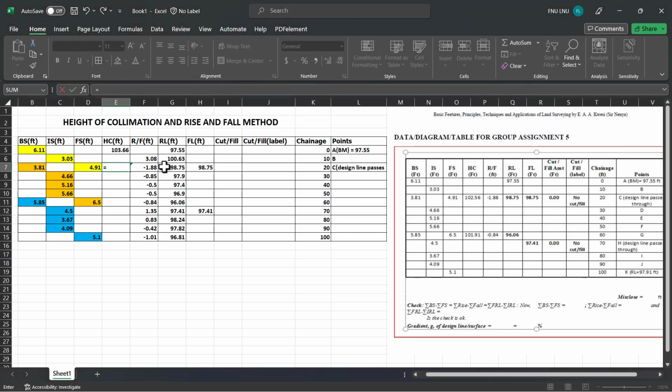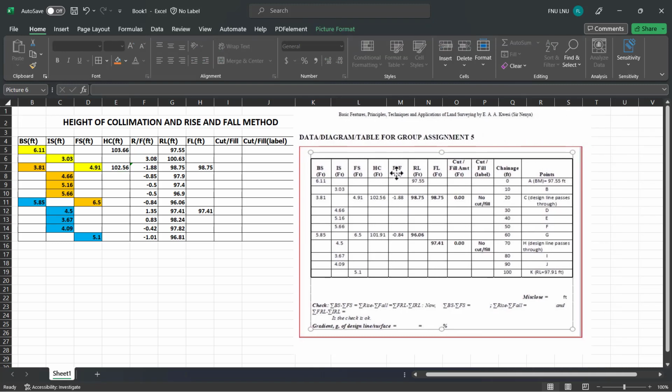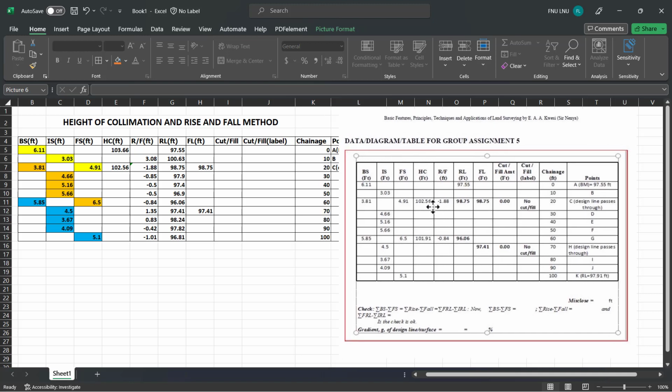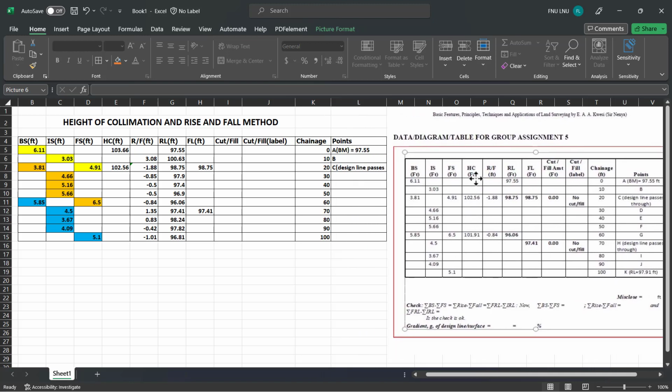So 98.75 plus 3.81 will give us 102.56. So that's the height of collimation at that particular change. If you check in the question, you have the same height of collimation of 102.56. So now let's compute the height of collimation for the other traverse legs.